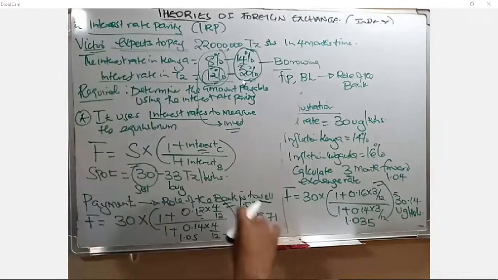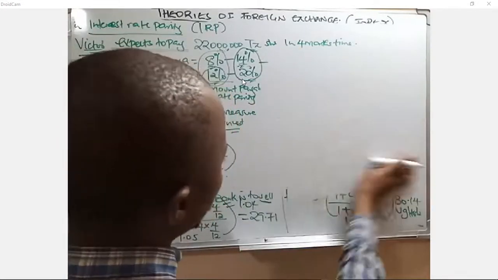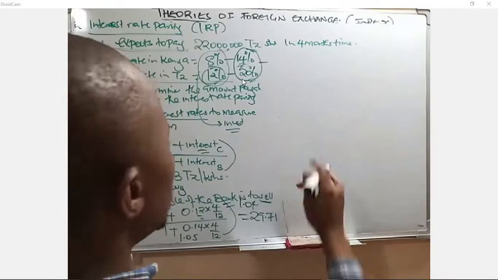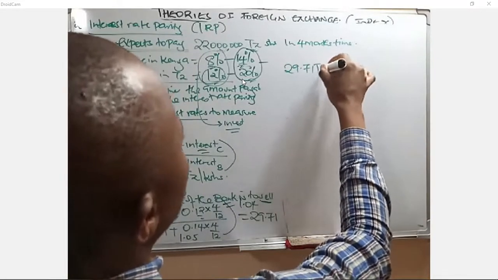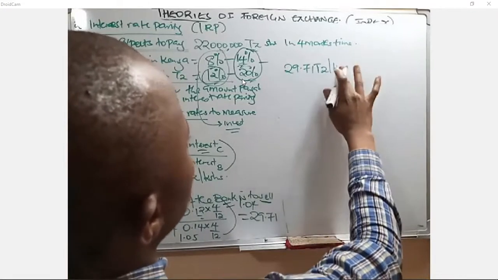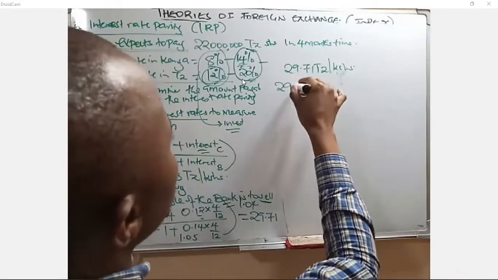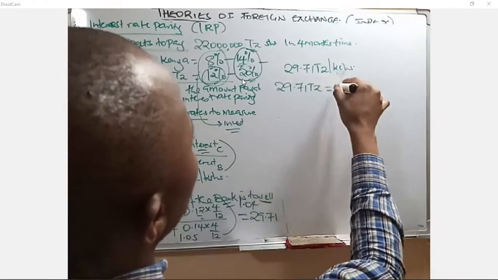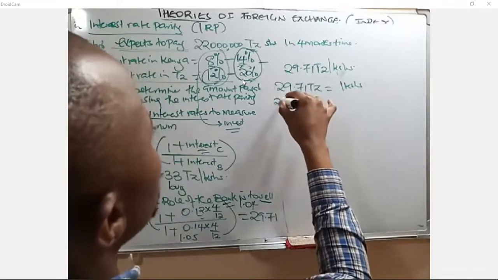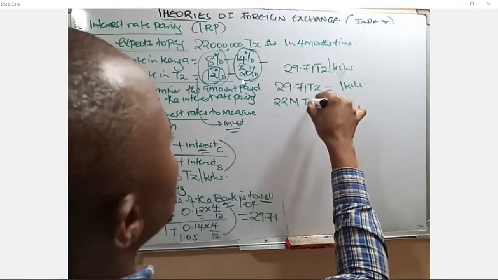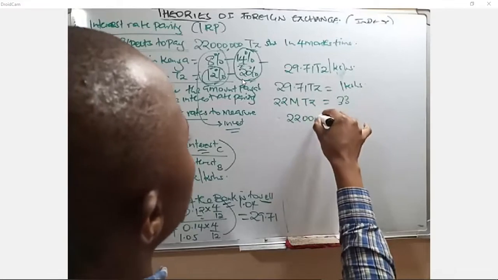29.71. So in this case, to be able to conclude on my question, it is 29.71 Tanzania shillings per Kenya shilling. So it means 29.71 Tanzania shillings is equivalent to 1 Kenya shilling. What about 22 million Tanzania shillings? So I'm going to be taking 22 million.